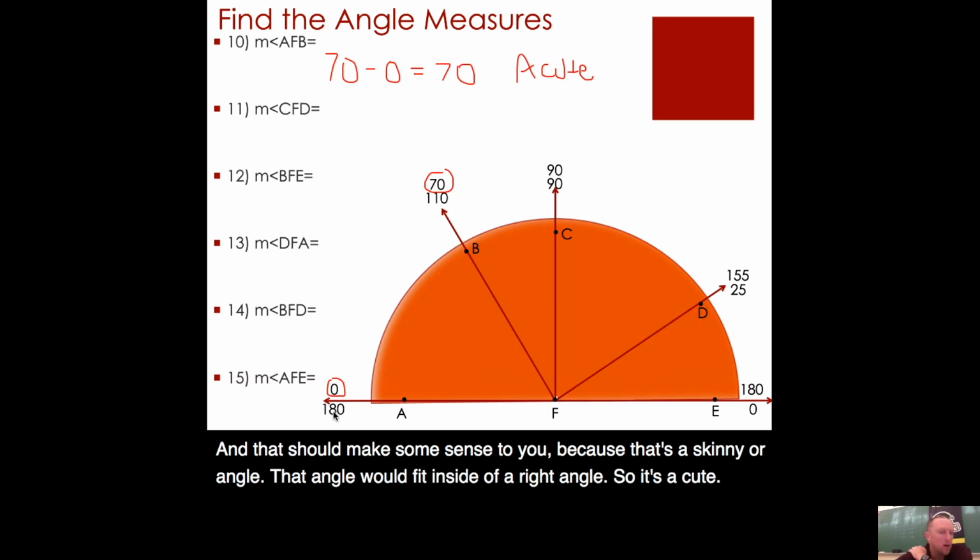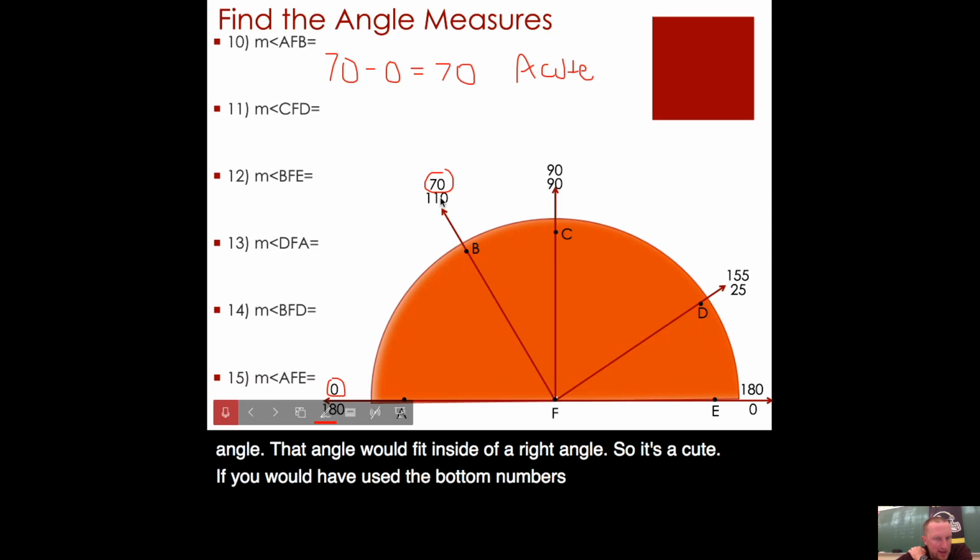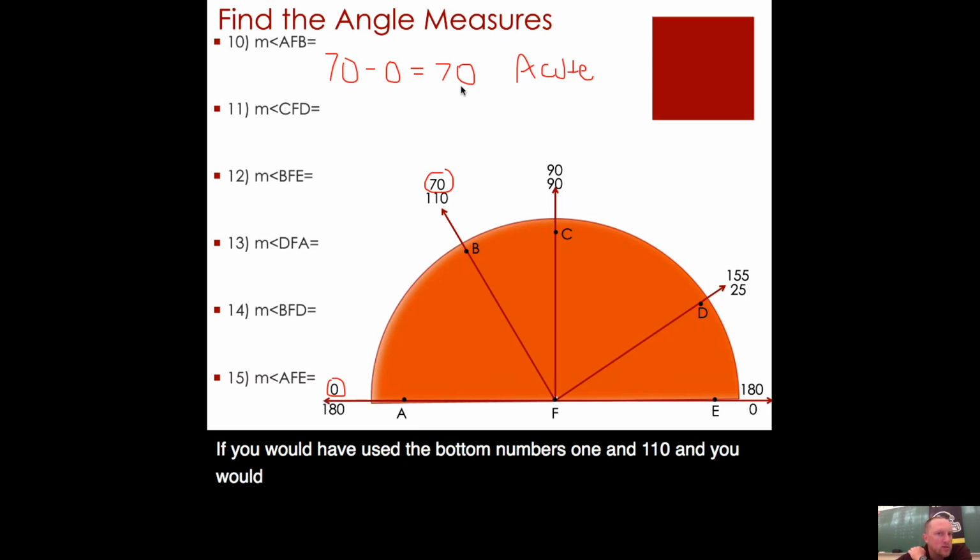Now, if you would have used the bottom numbers, 180 and 110, and you would have subtracted those, you would have still gotten the same number, 70. So it's up to you. Use both tops or both bottoms. Don't use one of each.